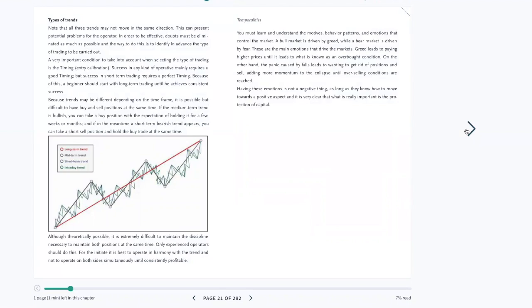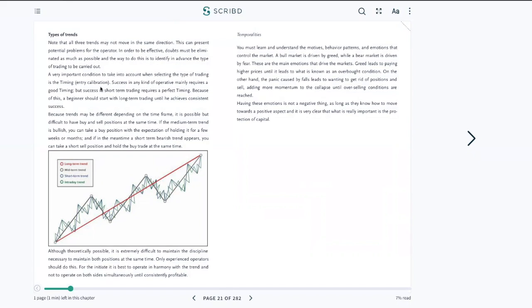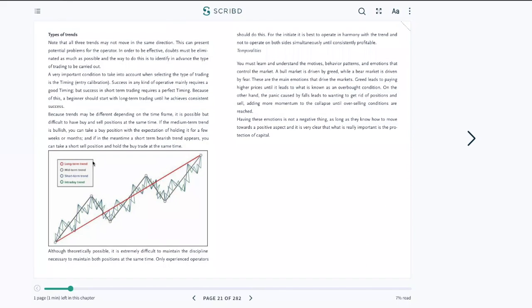Now this right here, I would tell you guys how to draw it out, so I'm going to do it with you. And what we're going to talk about here, there's three types of trends, right? Long-term, mid-term, short-term, intraday. Although that's true, this is how we're going to have this discussion.